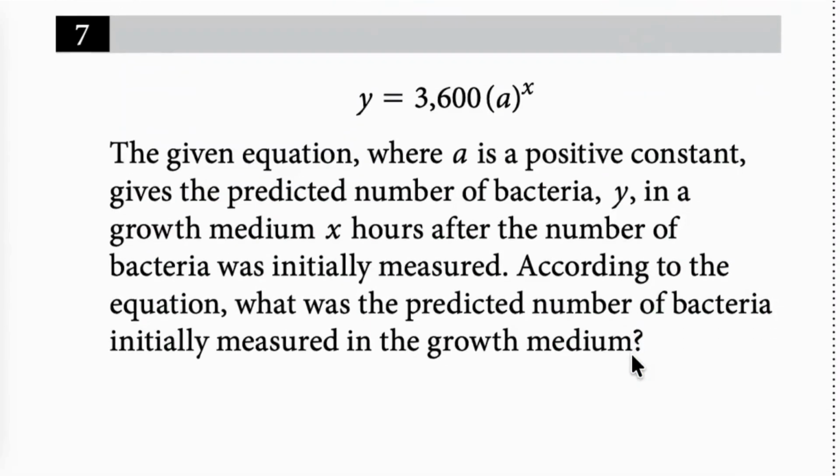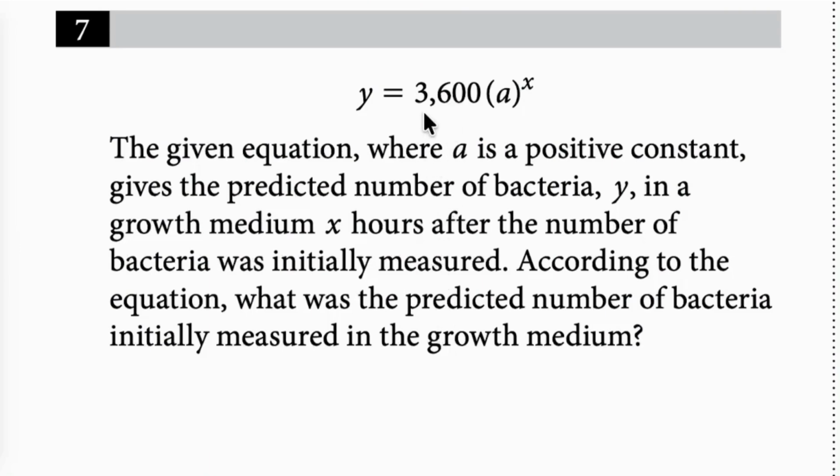Let's move to question number 7. Y is equal to 3600 a to the power x. So this is an exponential equation. The given equation, where a is a positive constant, gives the predicted number of bacteria y in a growth medium x hours after the number of bacteria was initially measured. Okay, as we can see, this is an exponential equation. So an exponential equation is in this form, ab to the power x, right?